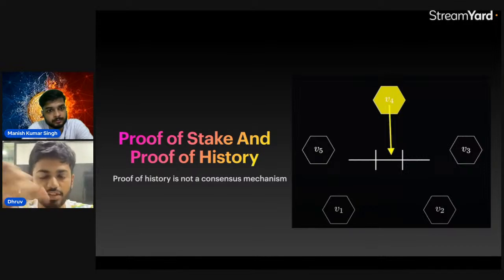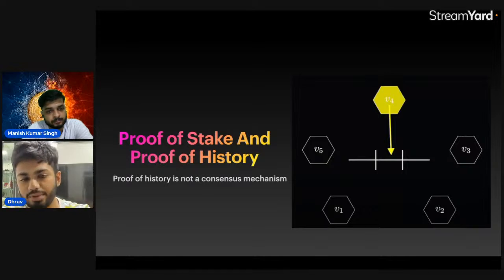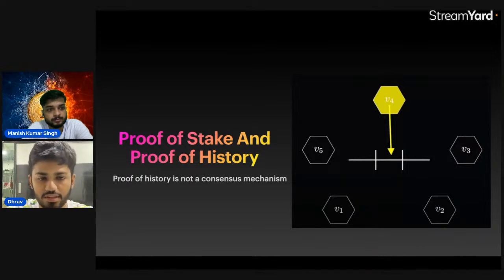Only V4 does the computation, and all the other nodes just verify it. So this is a very efficient mechanism to do the transactions, right? It doesn't take a lot of computation power, only a little bit. And proof of stake is related to the volume of the blockchain, right?